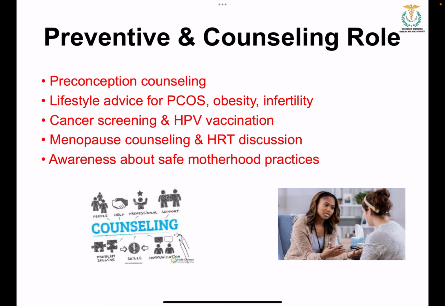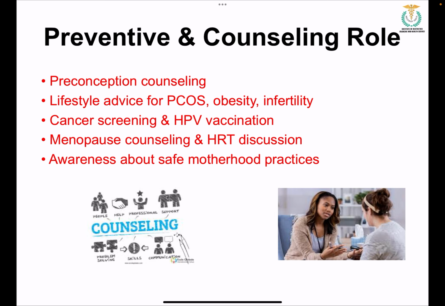Last one is safe motherhood awareness. You should be knowledgeable enough to educate women about the importance of antenatal visits, identifying warning signs like bleeding or severe headache, and promoting institutional delivery and breastfeeding practices. These are done to give awareness to the patient for safe motherhood.